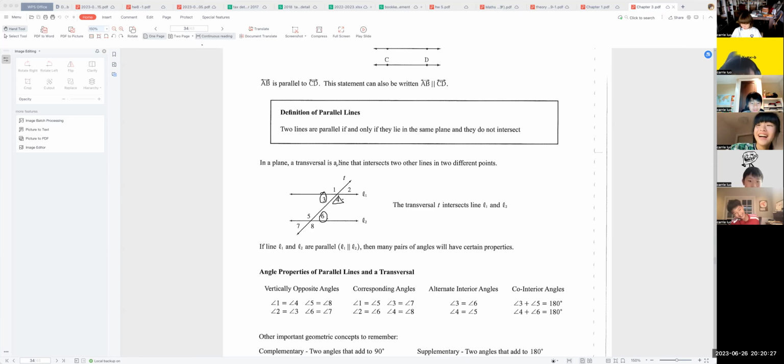Does that mean 1 plus 2 plus 3 plus 4 is 360 degrees? Yes, very good.